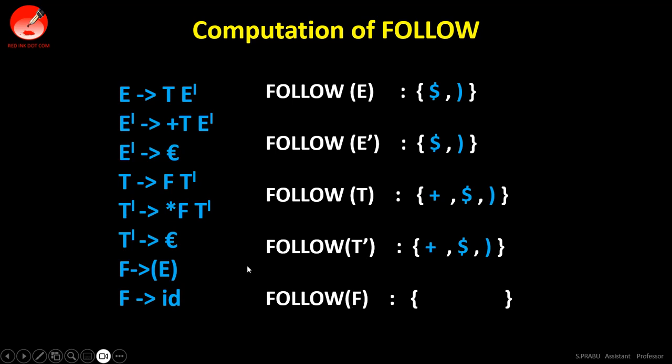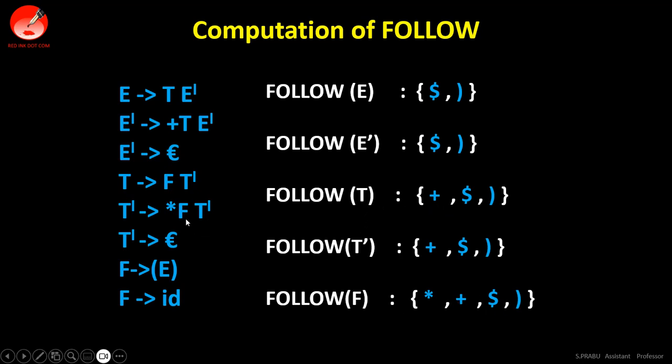Then follow of F. F can be present in these two lines. After that, T dash is there. T dash first element is star, so I can add the star element here. Then another T dash first element is epsilon. If you substitute epsilon here, the next element is epsilon, that means there is no element. So follow of T can be copied into follow of F. So what are the elements of follow of T? That is plus, dollar, close bracket. That can be copied in follow of F.